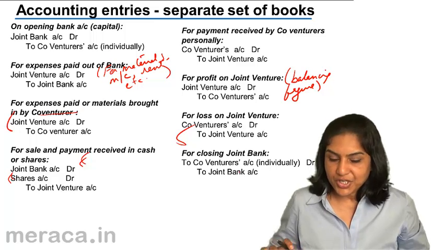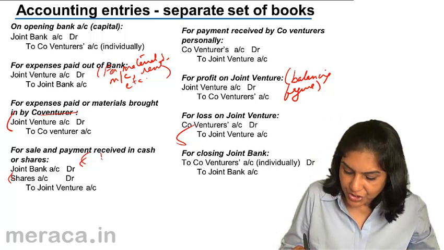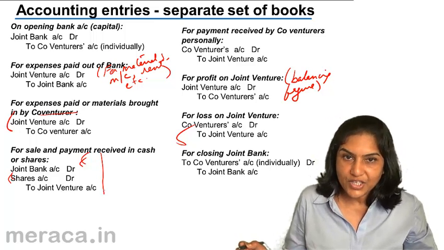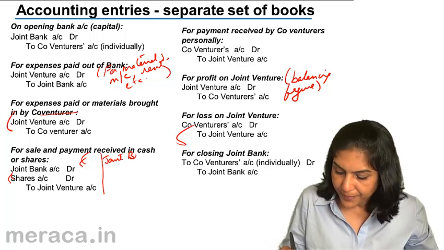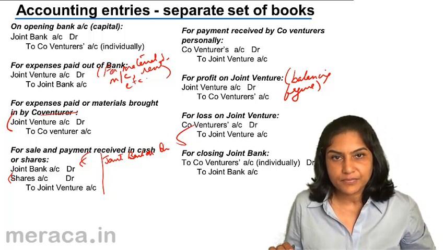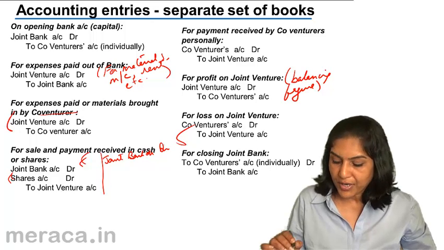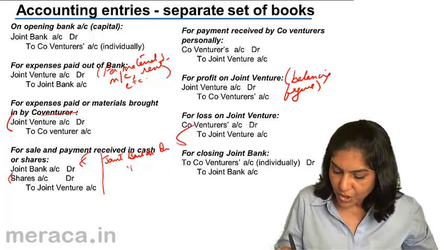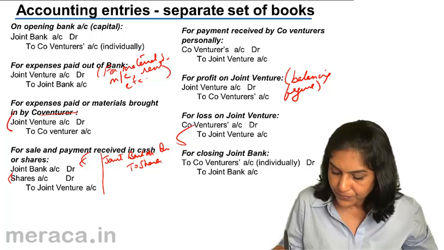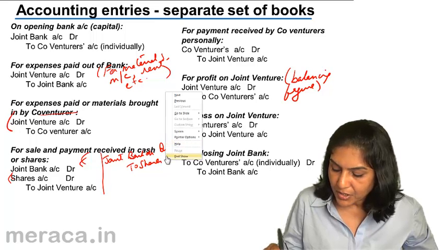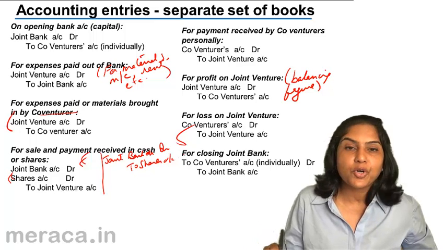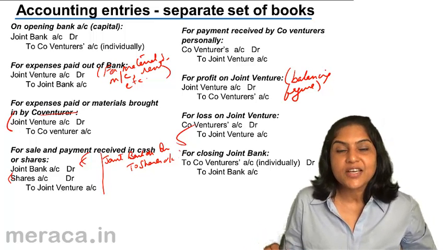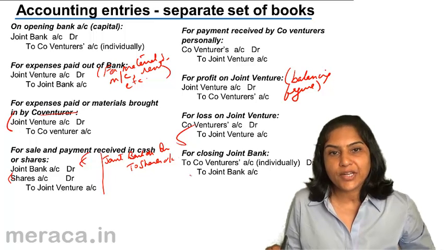We have not mentioned the sale entry, but when these shares are sold, the entry would be joint bank account debit, assuming the money is deposited into the bank account, joint bank account debit with the amount received to shares of company to shares account with the book value, any difference is taken to joint venture account.